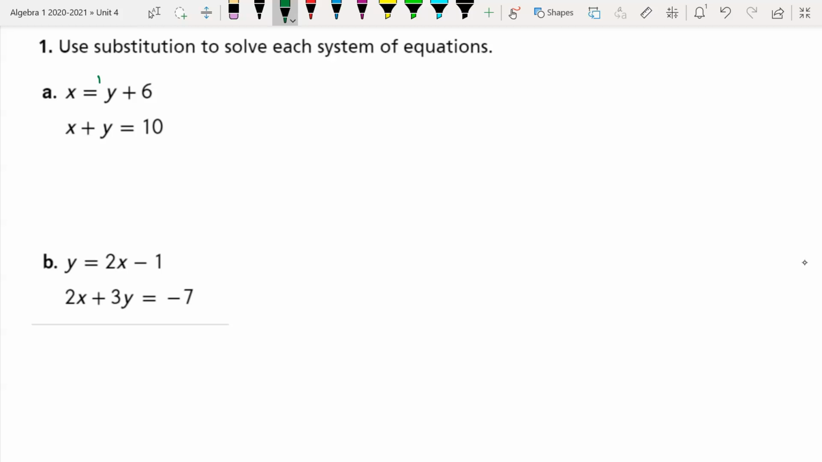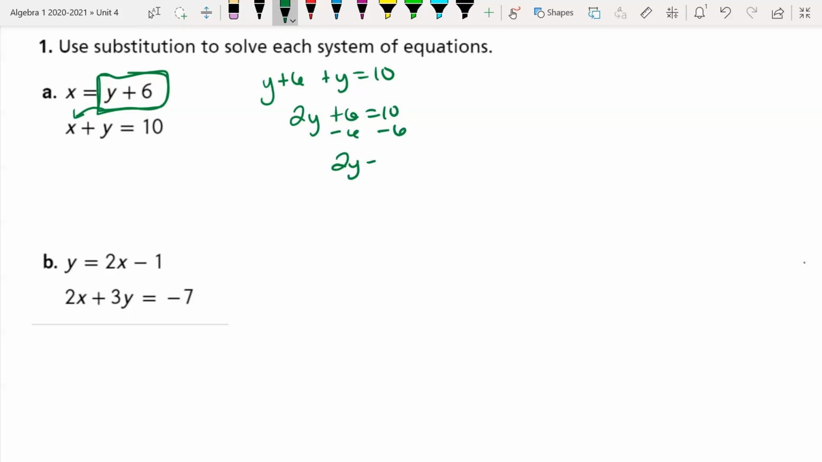So hopefully you've attempted the problem. I'm going to substitute y plus 6 in for the x. So I'm going to say y plus 6 plus y equals 10. So 2y plus 6 equals 10. Subtract 6. 2y equals 4. Divide by 2. Y is 2.